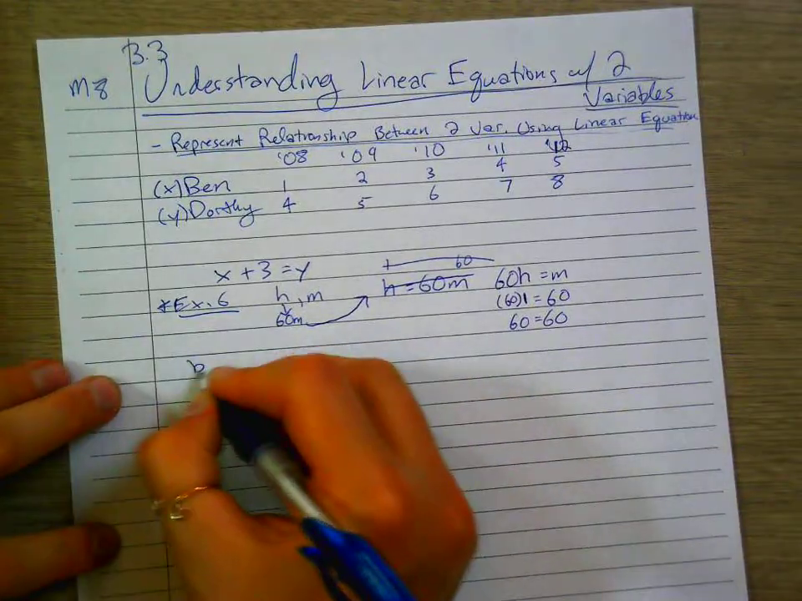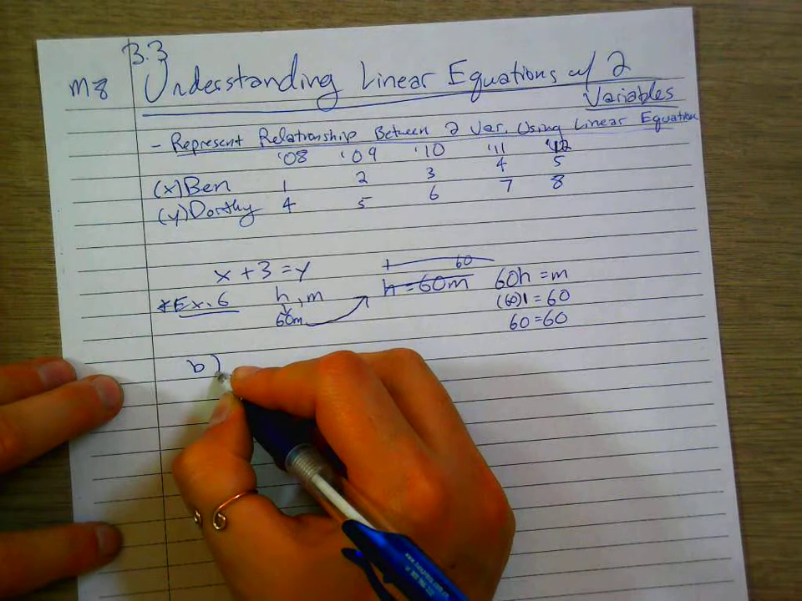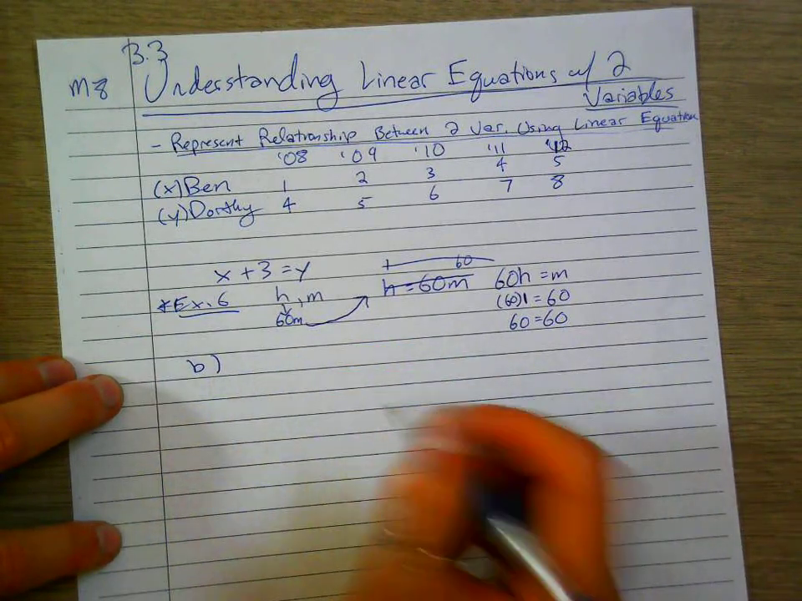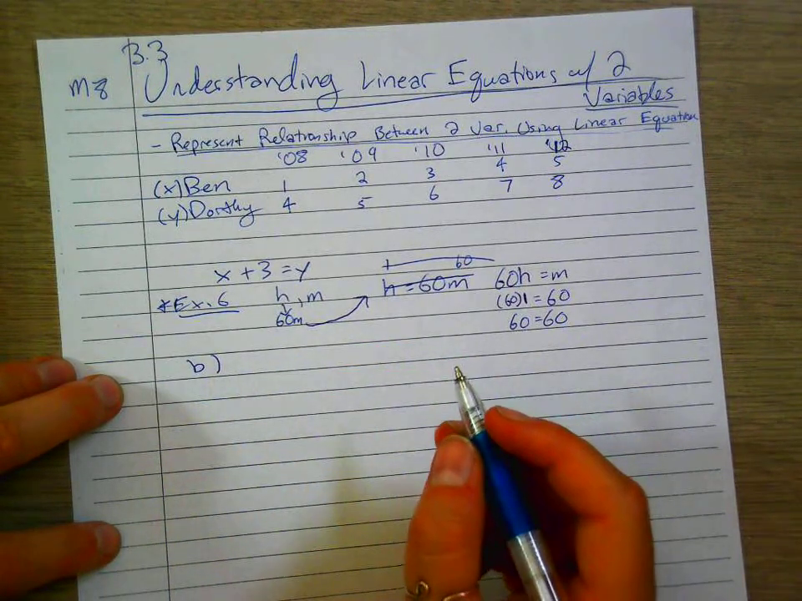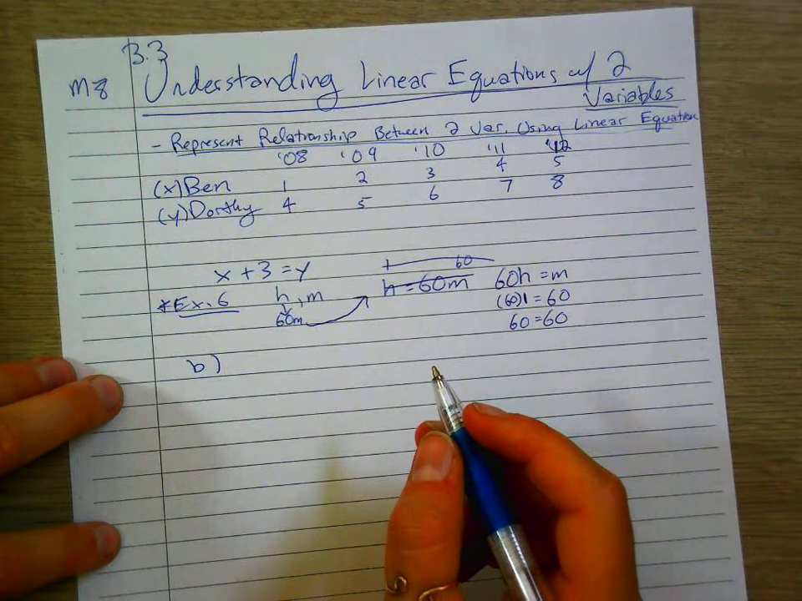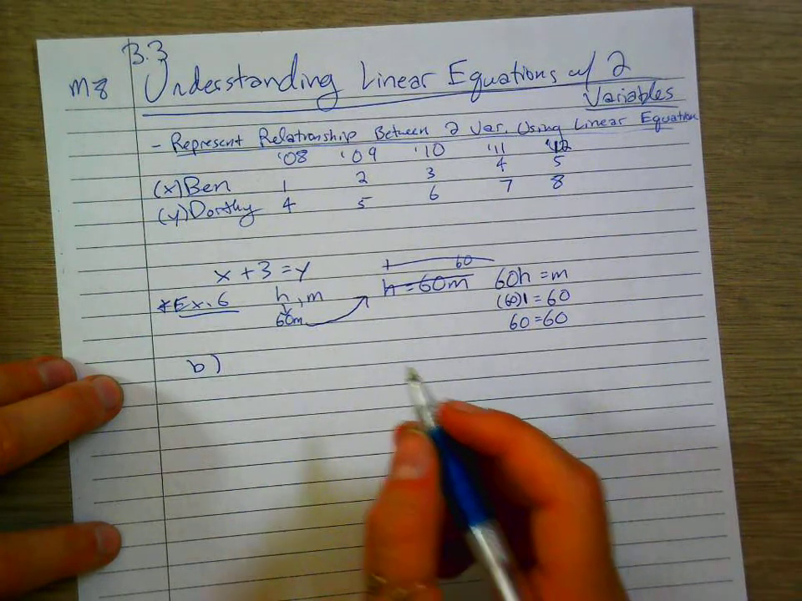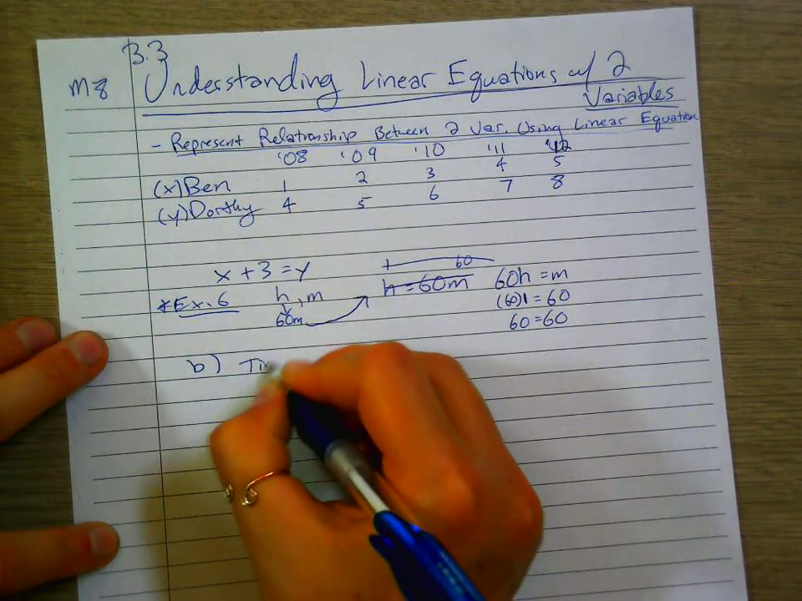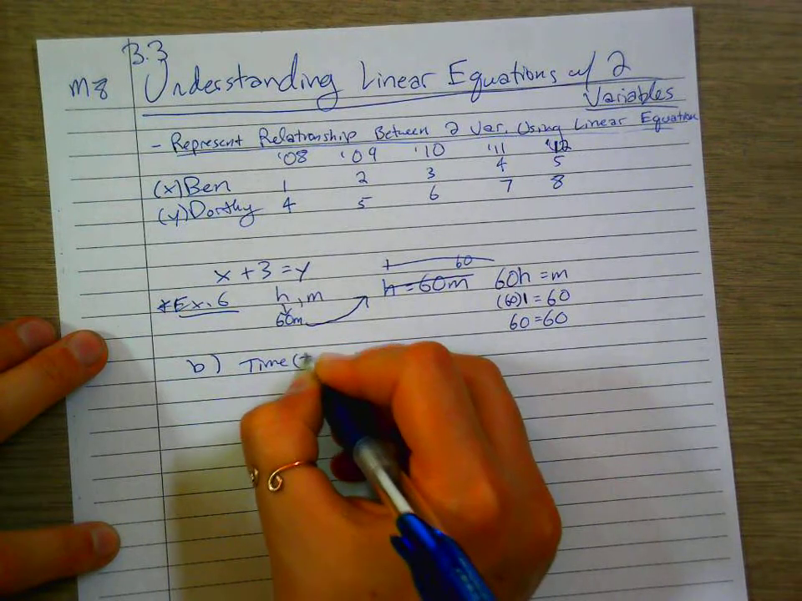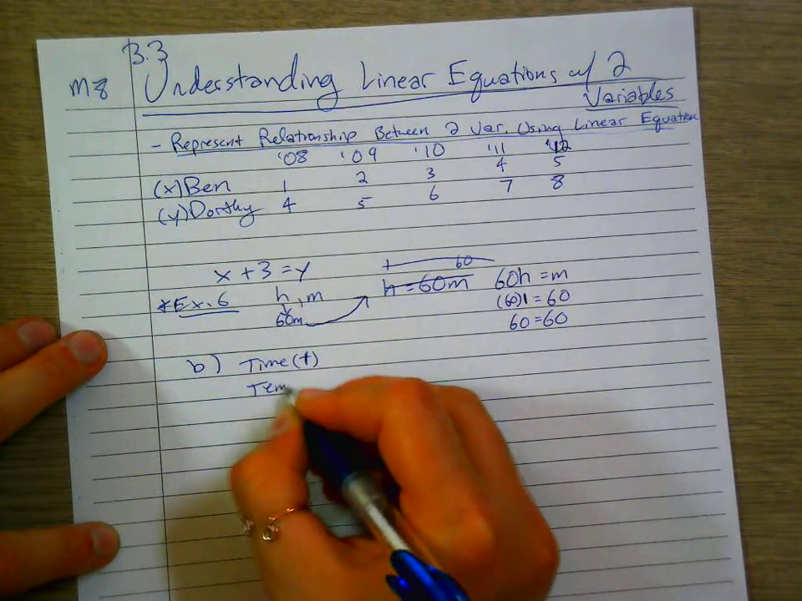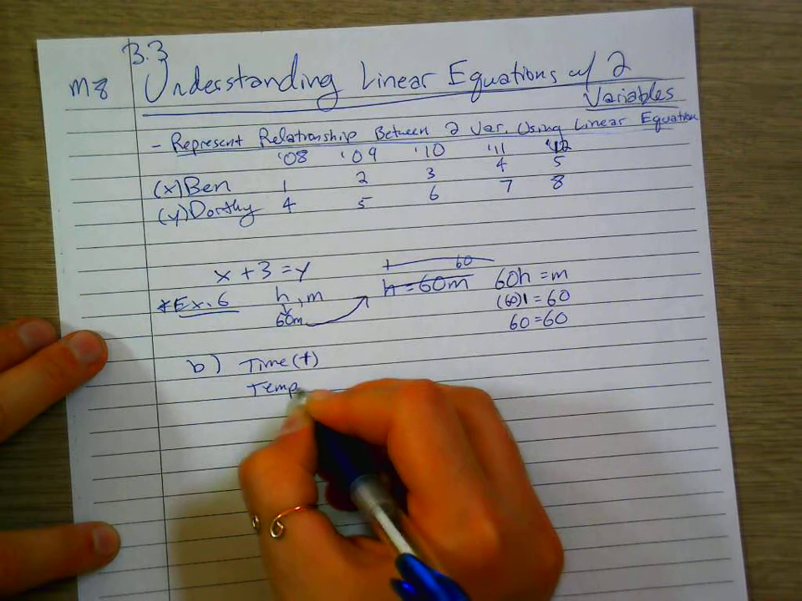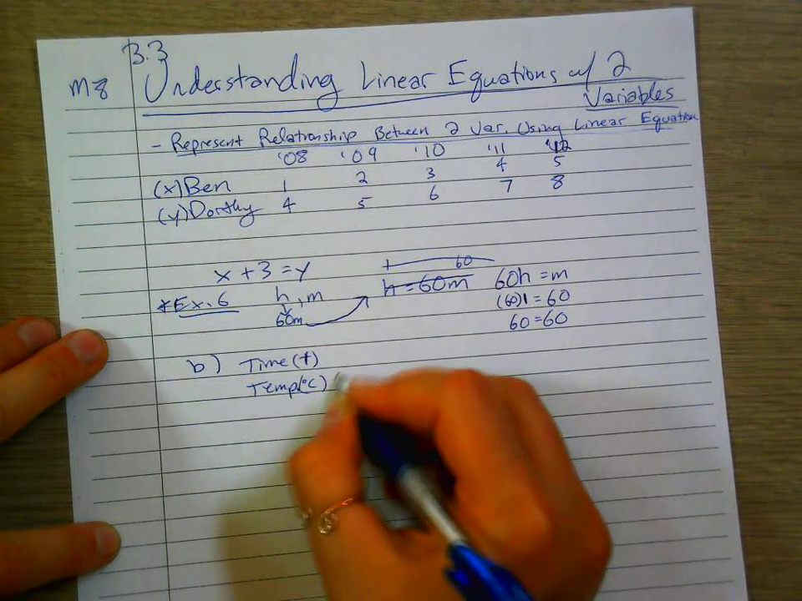Let's try B. And so B says, Mrs. Ford heated a liquid and measured its temperature. She recorded the results on the table. Write an equation for the relationship between time, T, and temperature. So we got time, and we got temp. Temperature is in degrees Celsius. We're going to represent that by T.